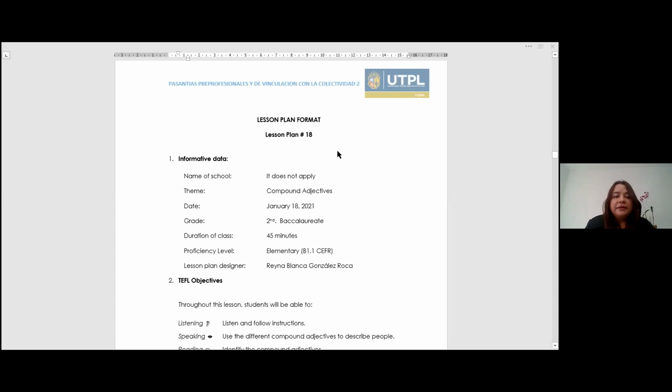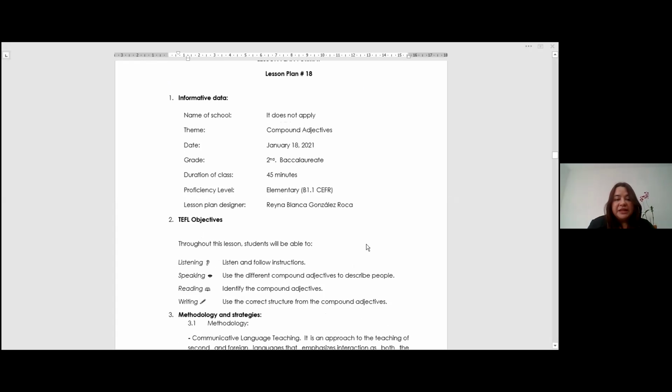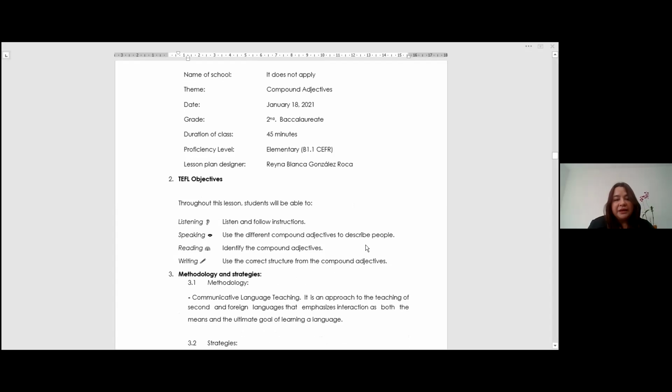Here we have the informative data. Name of school: does not apply. Topic: compound adjectives. Date: January 18, 2021. Grade: second baccalaureate. Duration of class: 45 minutes. Proficiency level: elementary B1, CEFR. Lesson plan designer: Reina Blanca González Roca.